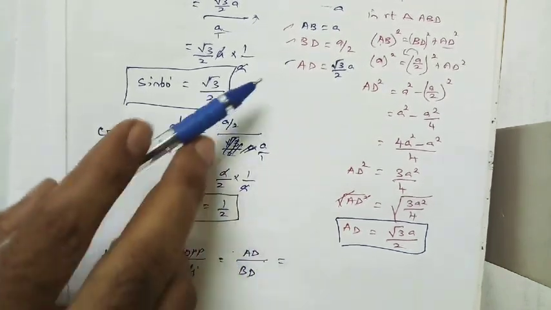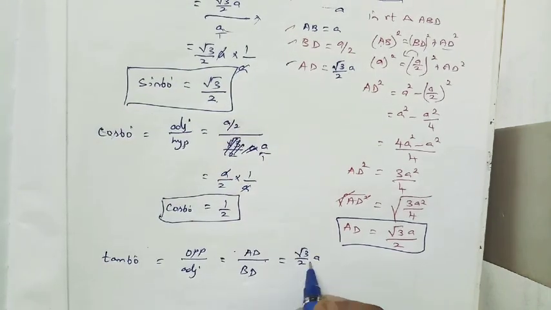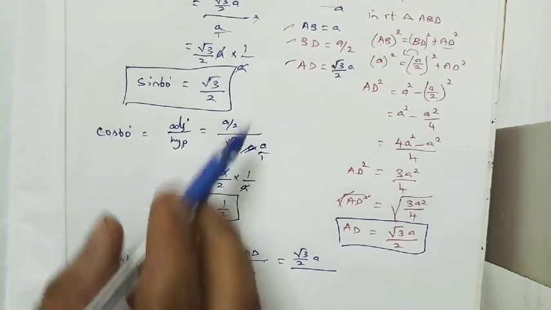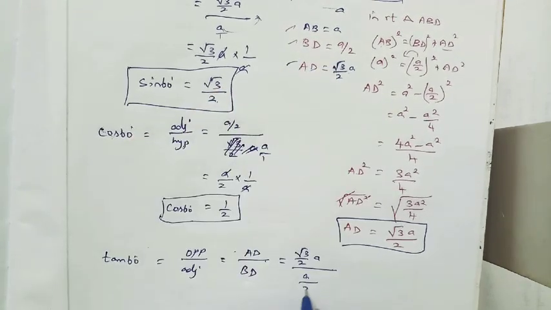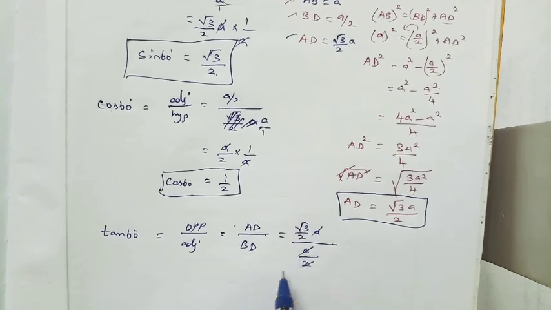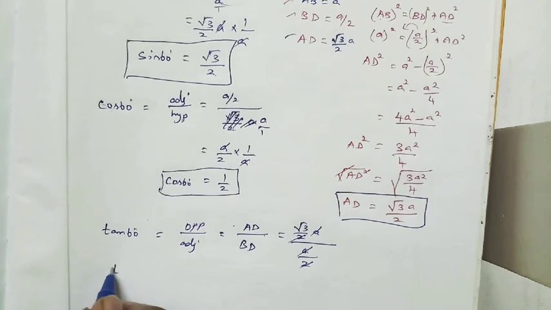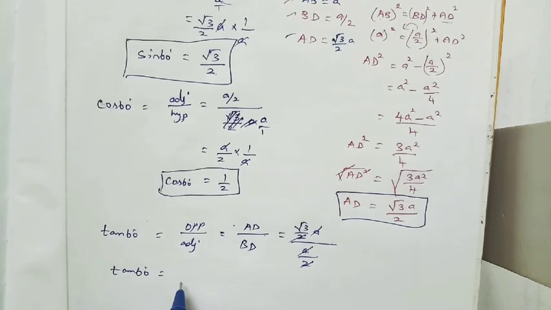So what is the length of AD? AD is nothing but root 3 by 2 into A, whole divided by BD, which is A by 2. Directly, shall I simplify? A will get cancelled, 2 will get cancelled. What is remaining? Root 3 alone. So tan 60 degree is equal to root 3.